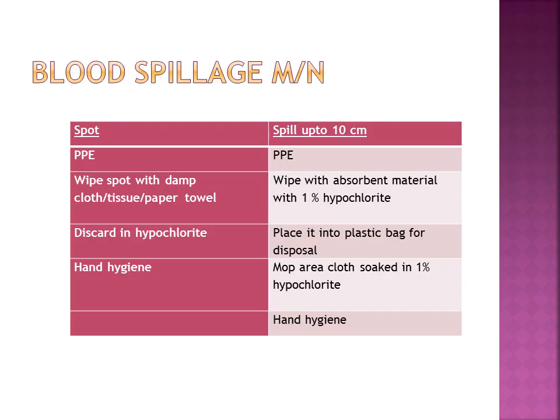So these are the steps for blood or body fluid exposure spillage. Keep the signboard first, then wear PPE, cover the spill with a piece of paper or absorbent cloth, then pour 1% hypochlorite solution on the spill. For a major spill, wait for 30 minutes for the action of disinfection. For a minor spill, you can wait 10 to 20 minutes.